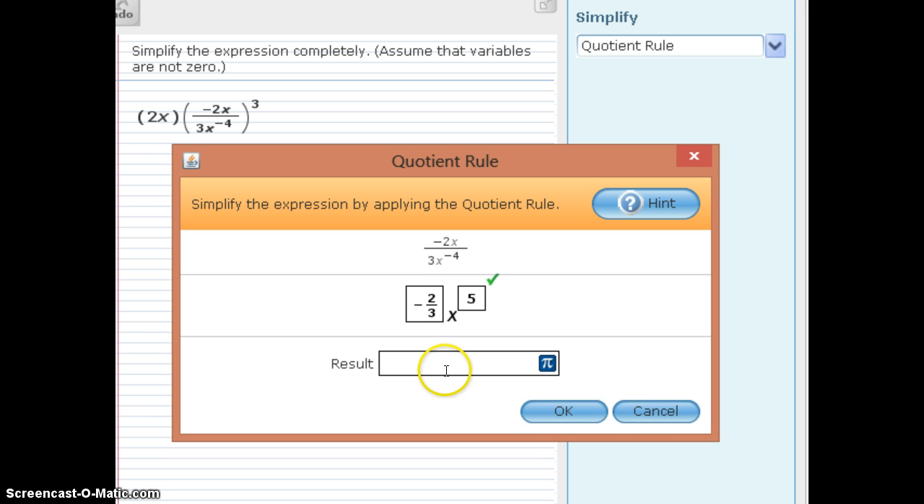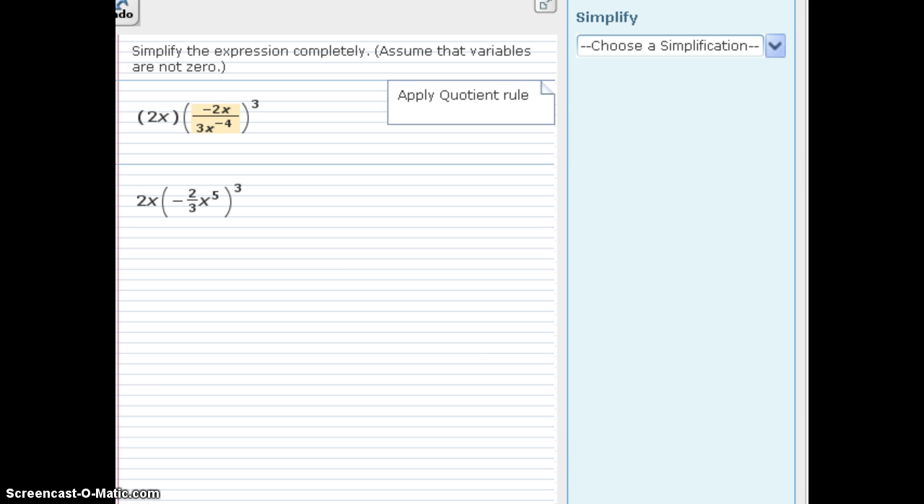Tells me that's right. And then I'm going to type this in, -2 x to the 5th, all divided by 3. And that's the expression after I've done the subtracting of the exponents. So I press OK. No? So not happy with that? Maybe I'll bring the x to the 5th out front. X to the 5th. Okay, it's happy with that.